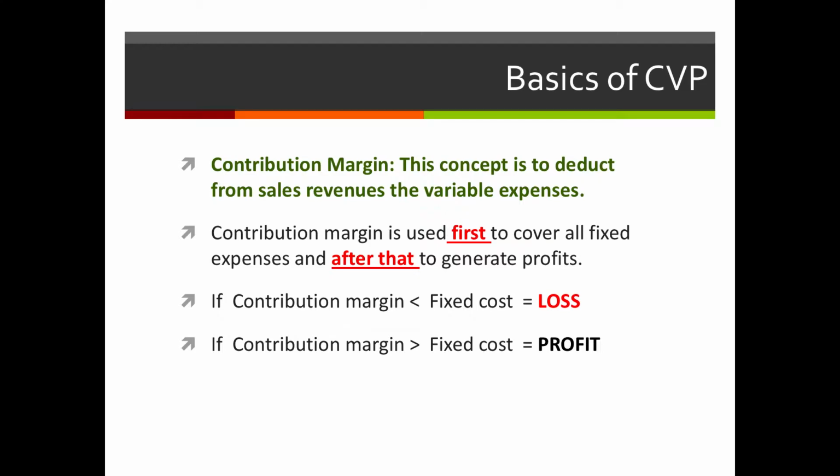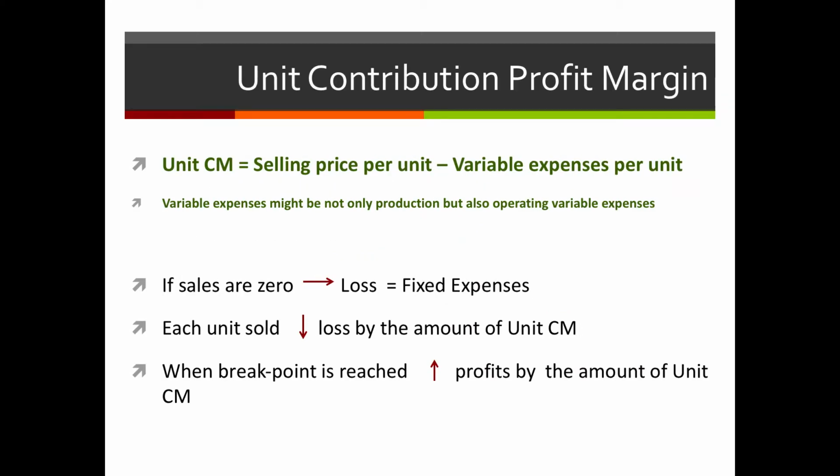Then, if your contribution margin is lower than your fixed cost, you are in a loss. If your contribution margin is higher than your fixed cost, you are in profit. The unit contribution margin, you may calculate it per unit or you may calculate it as a total, okay? So the unit contribution margin is the selling price per unit minus the variable expenses per unit, as we did with the pizza. So the variable expenses might be not only production but also operating variable expenses.